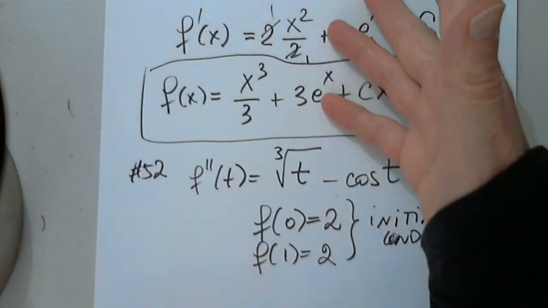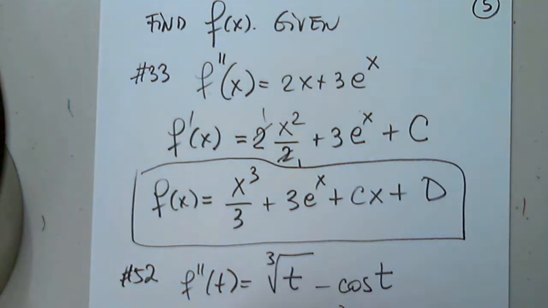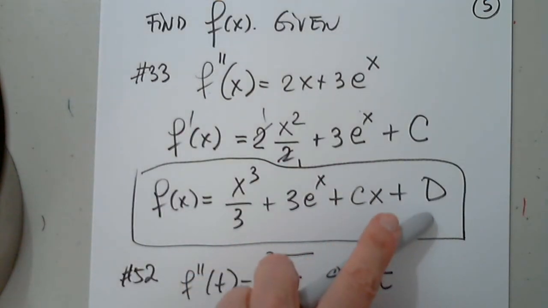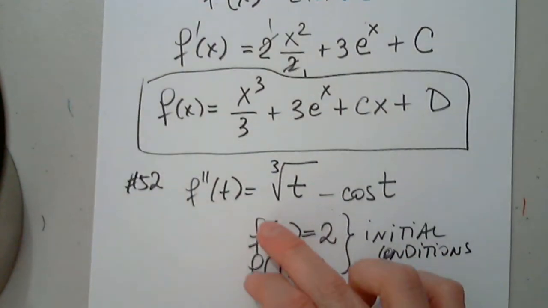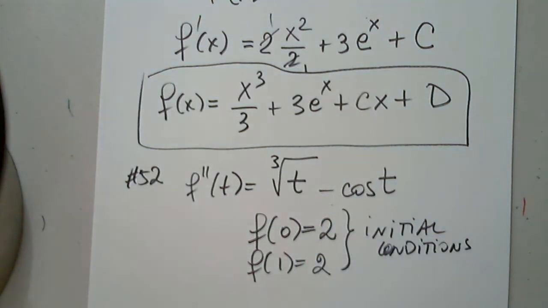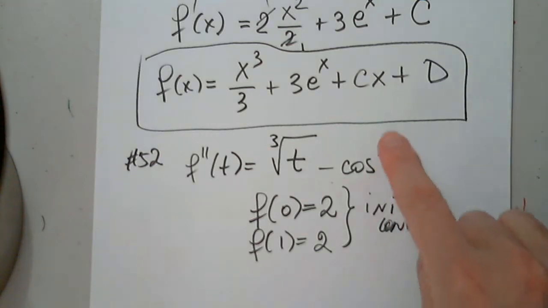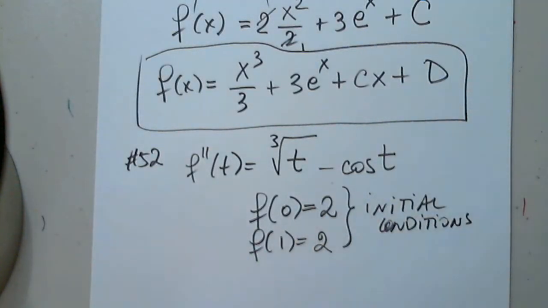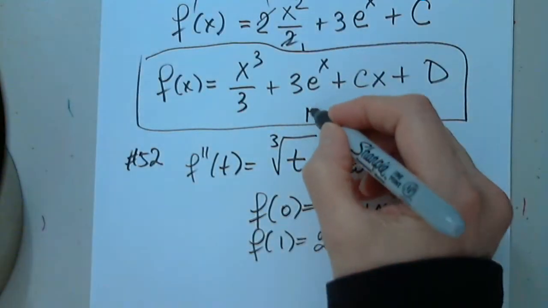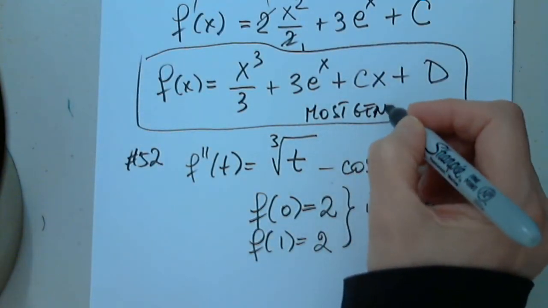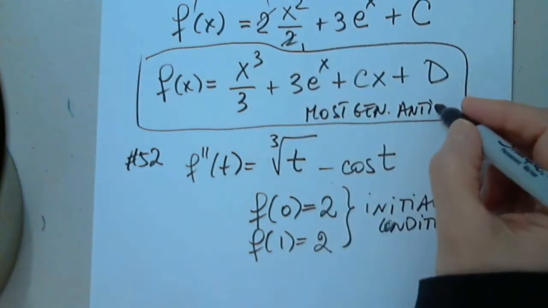So this problem is very similar to this, right? Here I was not given these conditions. So obviously I will end up with a C and a D. So what do you think are these for? What will they do? Help us find C and D. Exactly. So this is the most general antiderivative, a family of functions.